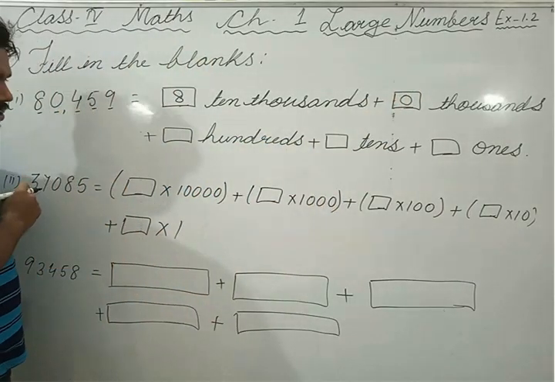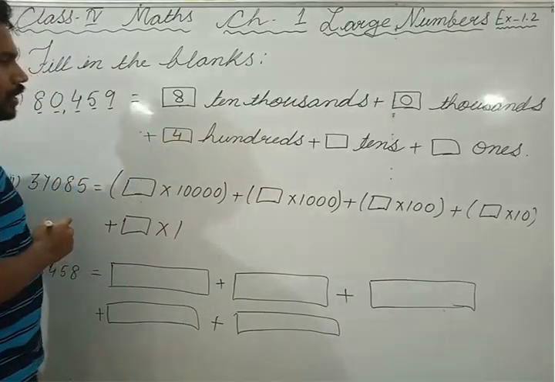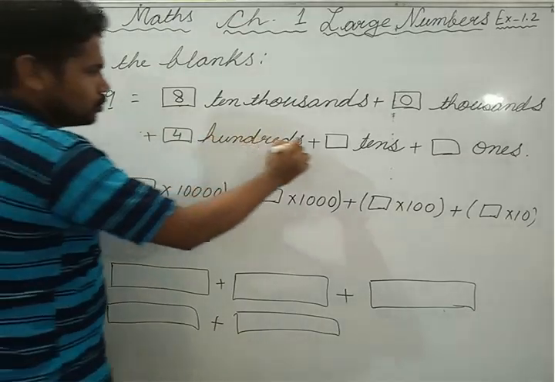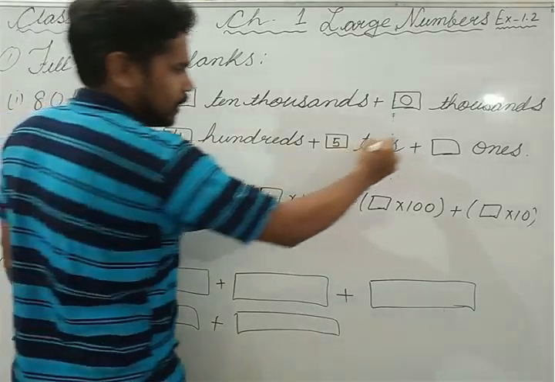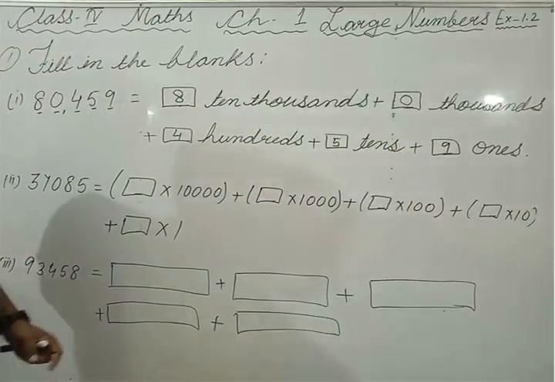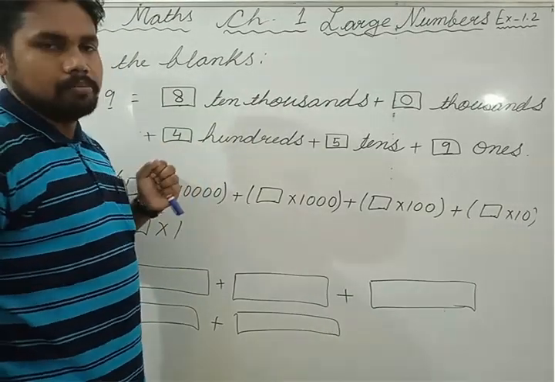In the hundreds place how many? 4. So here it will be 400. Tens place 5. Okay, so here it will be 5 tens, and in the ones place we have 9. So here it will be 9. So this is how you can fill in the required numbers in the blanks.